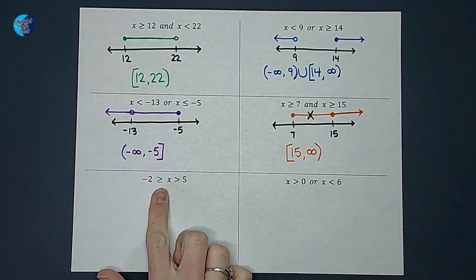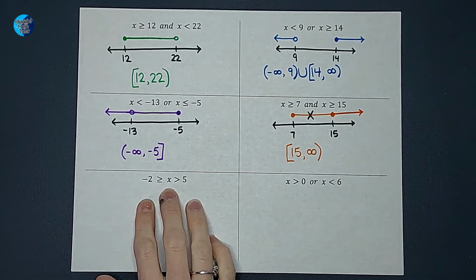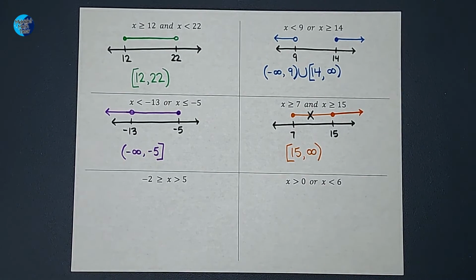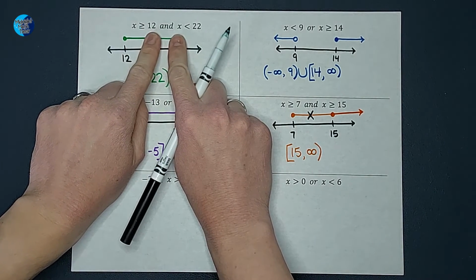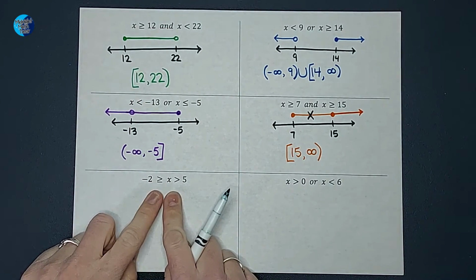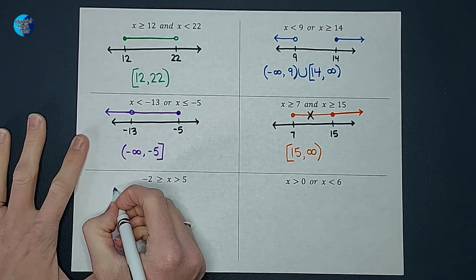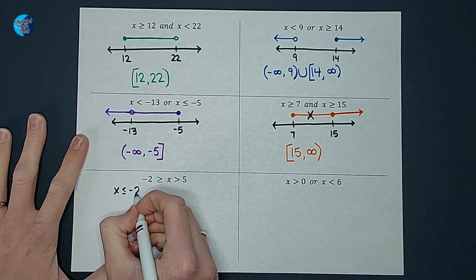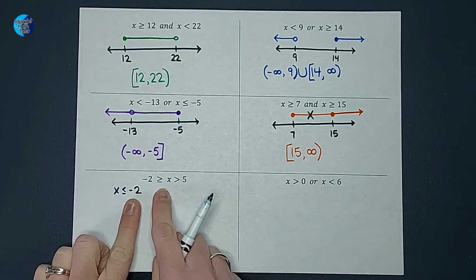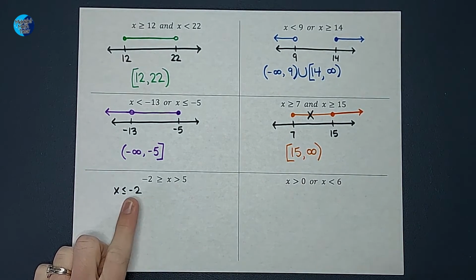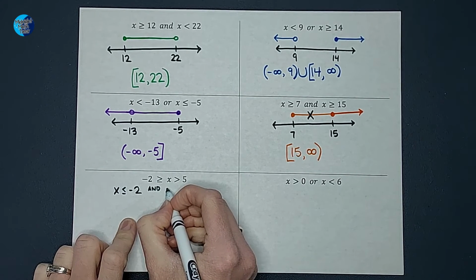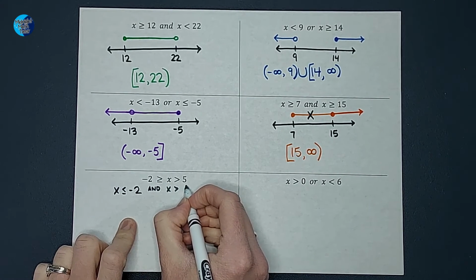All right, this one is written like this, but this is an and inequality. This is just a different way you'll sometimes see it written. Me personally, this might be kind of weird, but my brain likes to see it like this a lot better. So sometimes I will rewrite these as and inequalities. It's the same thing, just shown a different way. So x is less than or equal to -2. This is an optional step. You don't have to do this. And x is greater than 5.